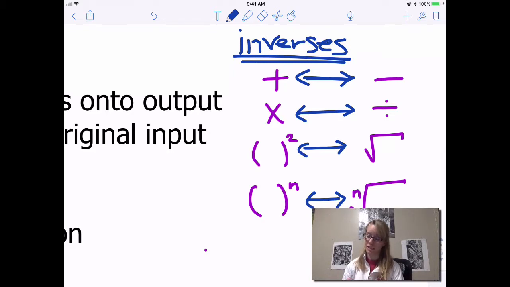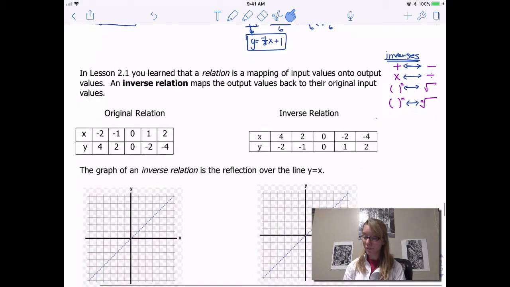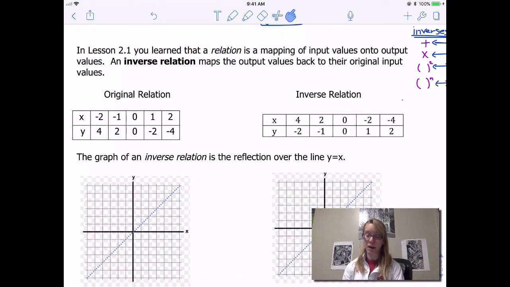To get back to 3, I have to take a cube root. So those inverse relationships are going to be really important today. But we're going to start by talking about a relation. We learned back in chapter 2 that a relation is a mapping of input values to output values.